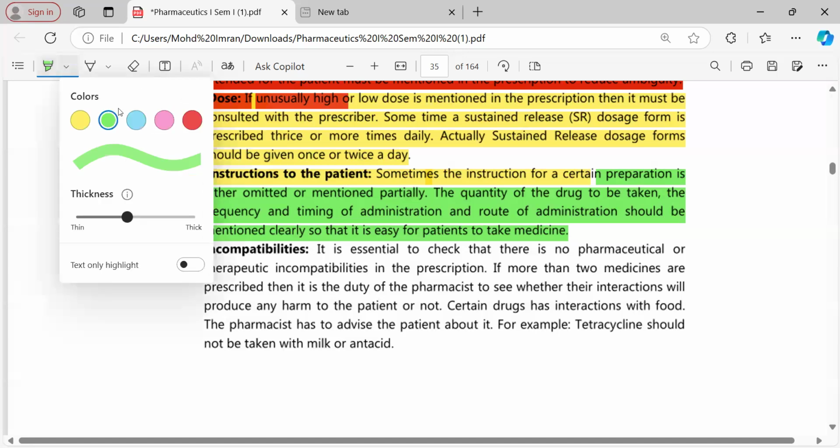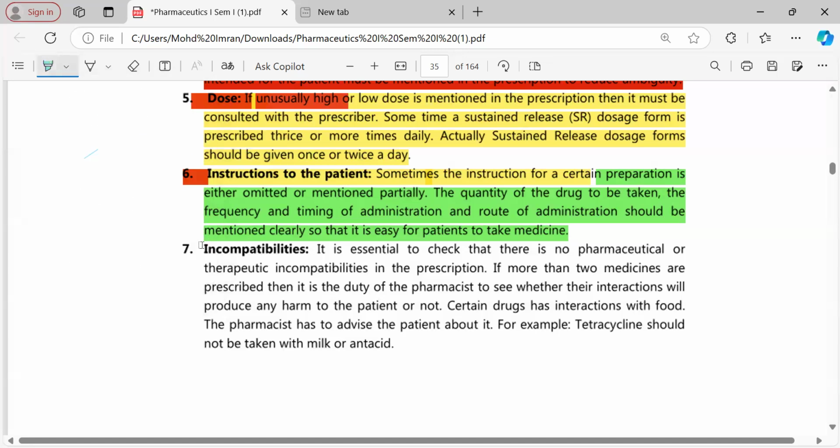Next, a very, very important error is incompatibilities. A pharmacist checks for the presence of incompatibilities, especially therapeutic incompatibilities. Example: tetracycline should not be taken along with milk or any milk products.